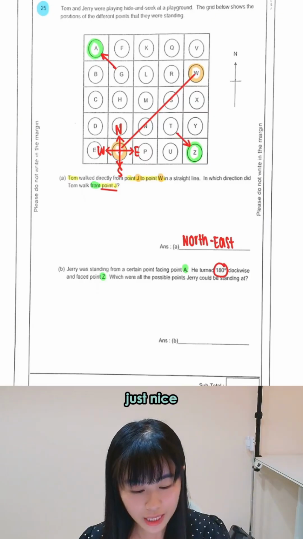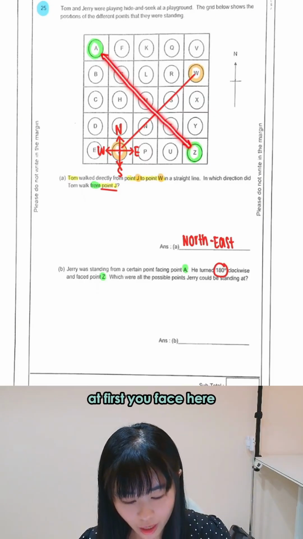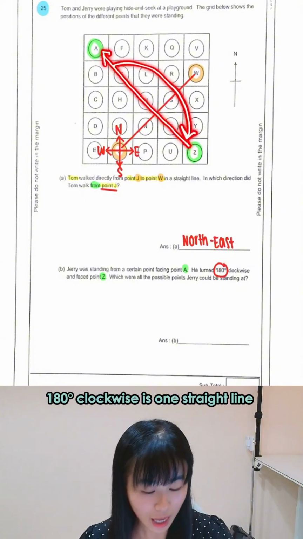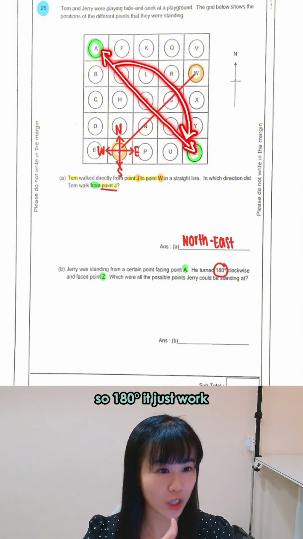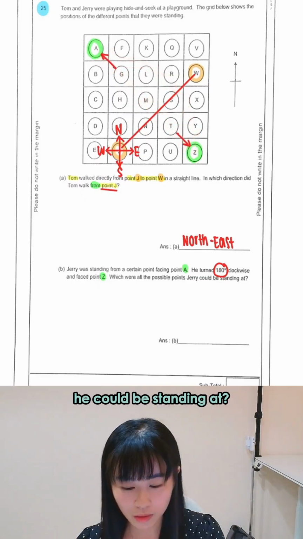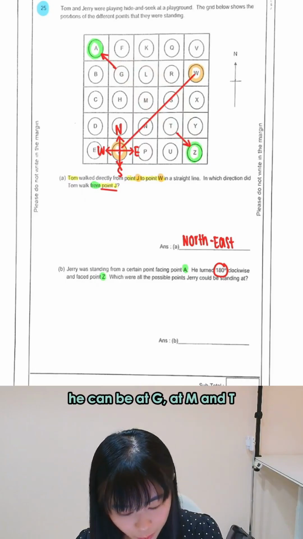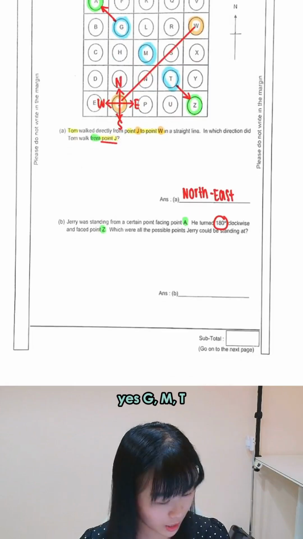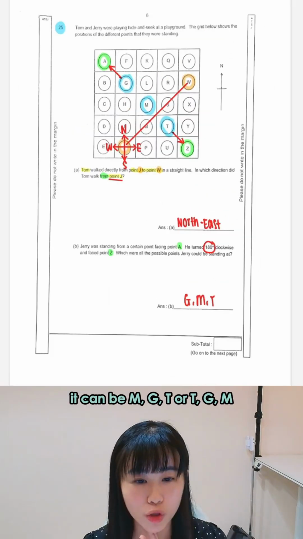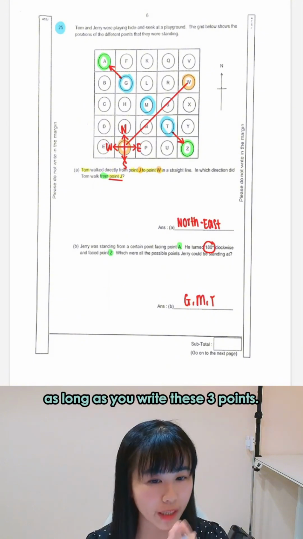So it works out just nice. If you look at the line like that, at first you face here. 180 degrees clockwise is one straight line, then you face the opposite way. So 180 just worked out nicely like that. So what are the possible points he could be standing at? He can be at G, at M, and T. Yes, GMT. It can be MGT or TGM, as long as you write these 3 points.